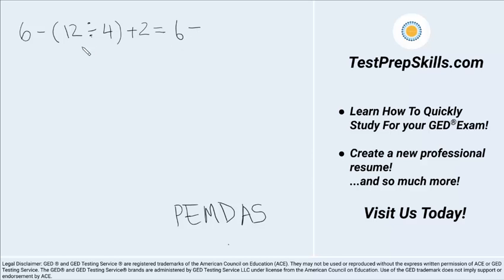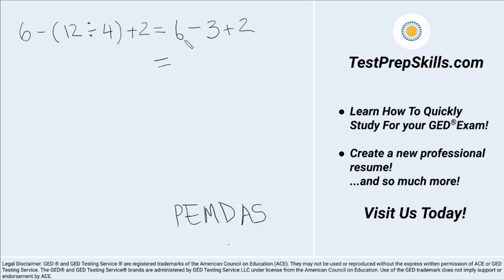Now I need to deal with what's going on inside my parentheses. I have 12 divided by 4. Well, that's simply equal to 3. So I can just put my answer there. And I need to copy the rest of my equation, which is plus 2.